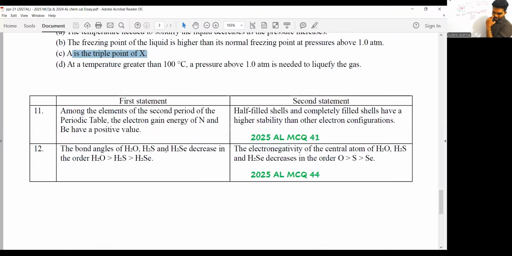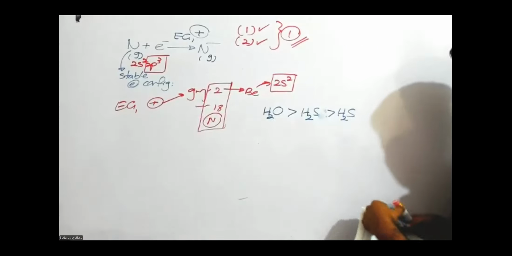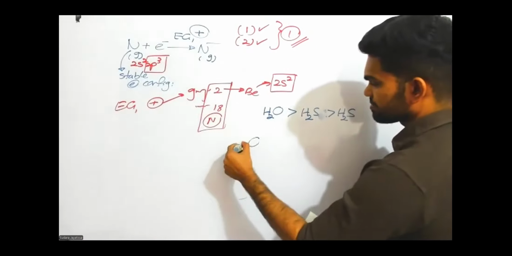Last one. The bond angles of water, H2S and H2Se decrease. Bond angles. H2O, H2S, and H2Se. So this is also something we discussed under the bond angles. Now let's draw this one and see.